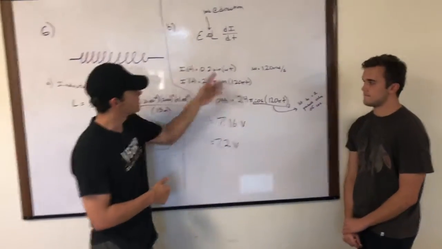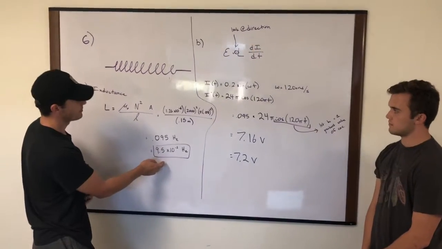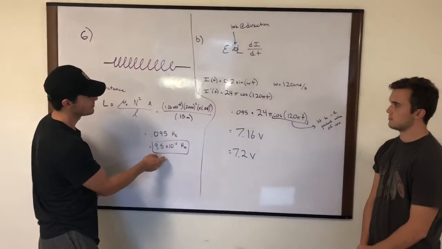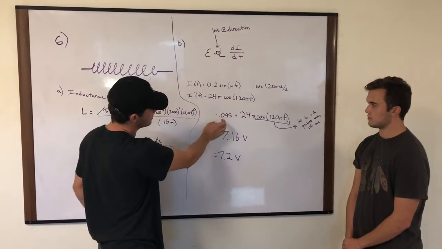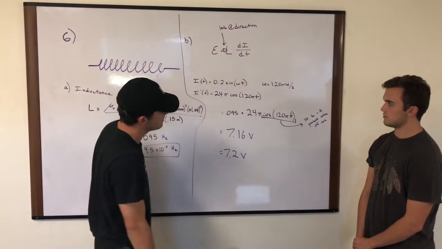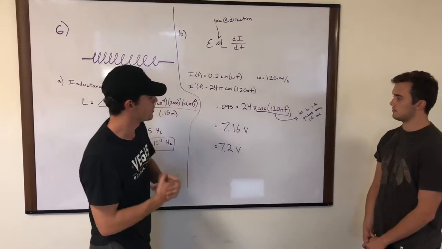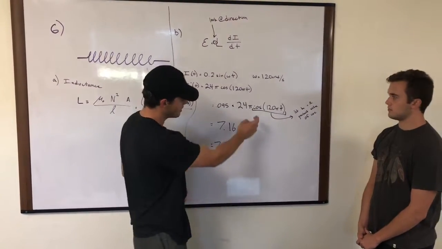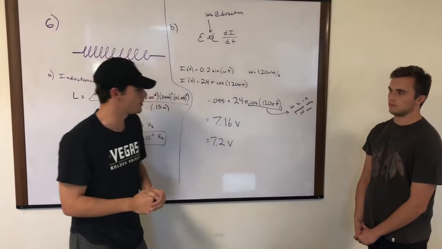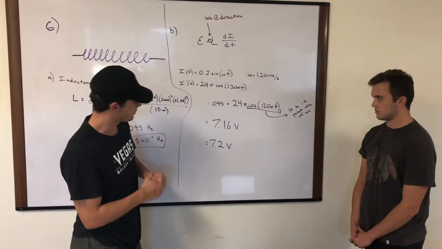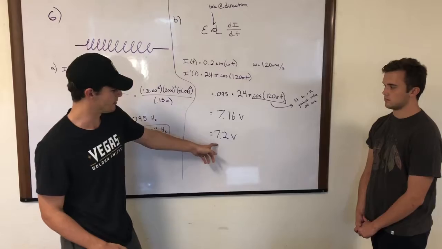Now that we found dI/dt, we can use that number and the inductance we found in the previous problem, and put it in for L. We multiply to get 0.095 times 24 pi cosine 120 pi t. Since we're finding the magnitude, we can set cosine of 120 pi t equal to 1, since that's the greatest value for cosine. After doing the math, we end up getting 7.16 volts, which rounds up to 7.2 volts.